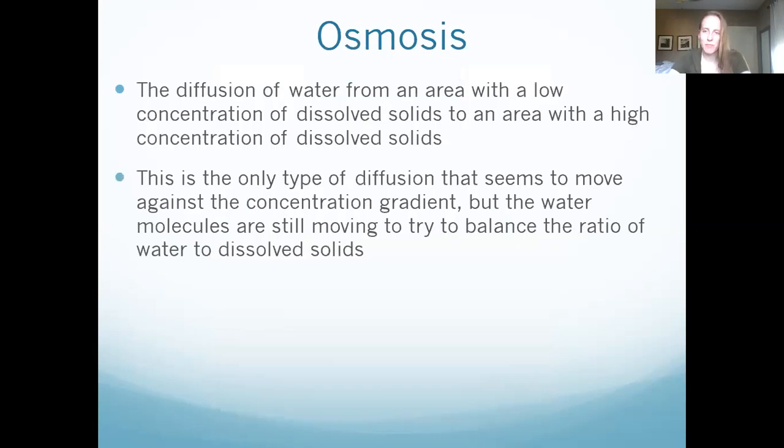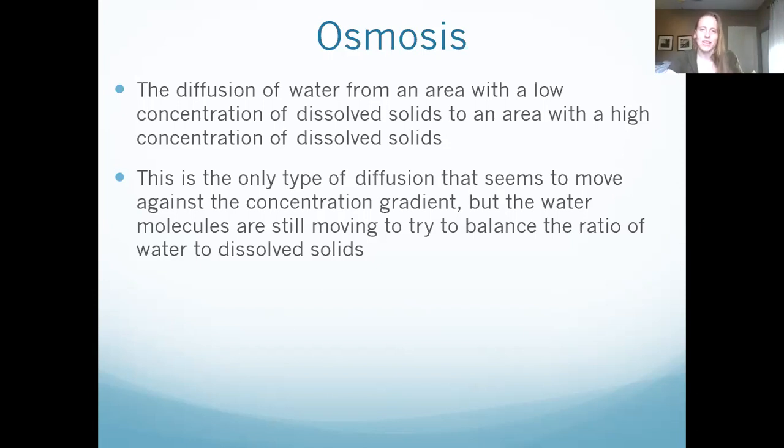And then the last type, which is the most different type, is osmosis. And this is where you have the diffusion of water from an area of low concentration of dissolved solids to an area of high concentration of dissolved solids. This one might seem like it's going against the concentration gradient because we are going from low to high concentration of dissolved solids. But remember, it's not solids that are moving here, it's water.